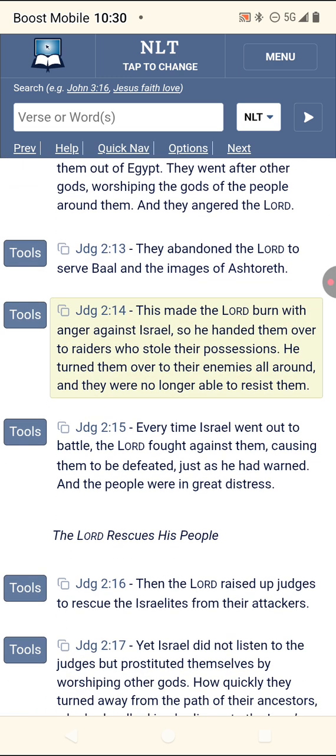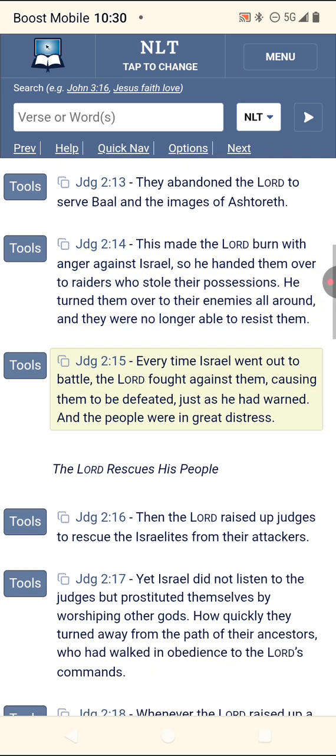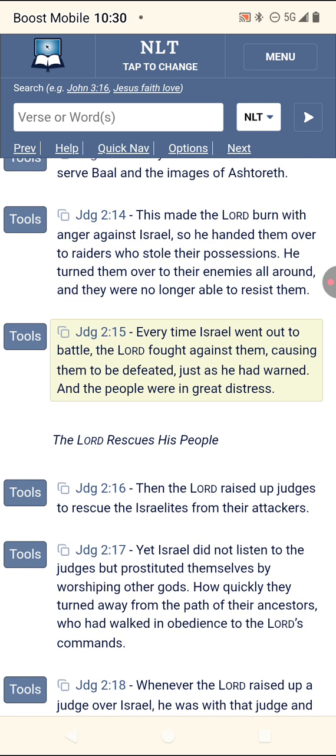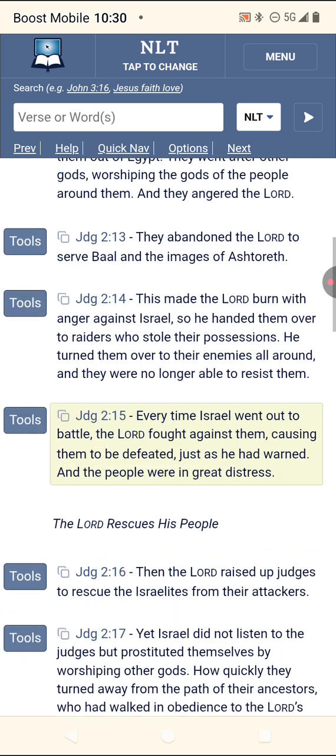This made the Lord Yahweh burn with anger against Israel, so he handed them over to raiders who stole their possessions. He turned them over to their enemies all around, and they were no longer able to resist them. Every time Israel went out to battle, Yahweh fought against them, causing them to be defeated, just as he had warned, and the people were in great distress.